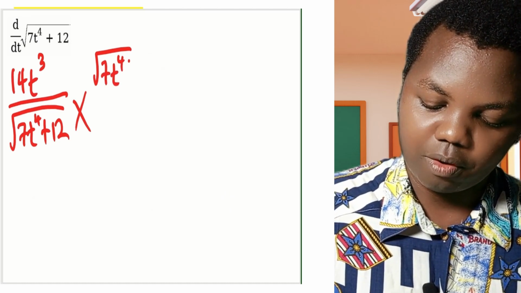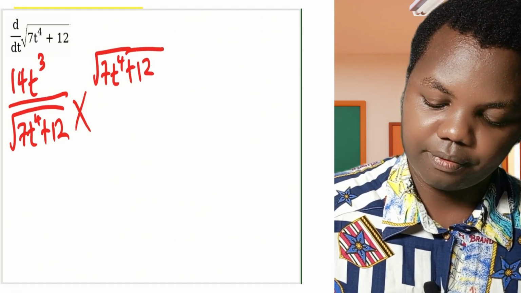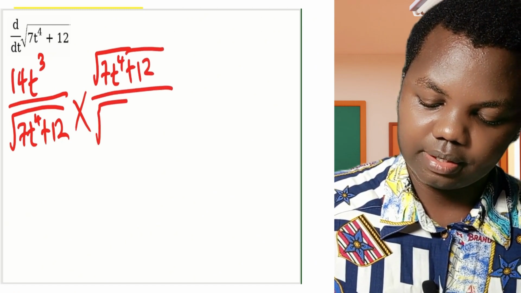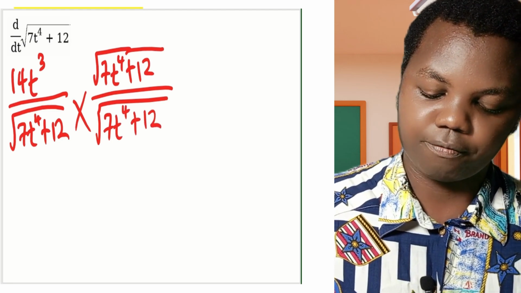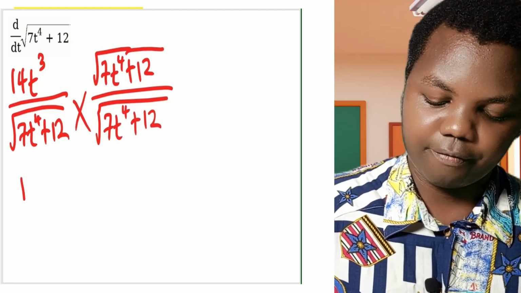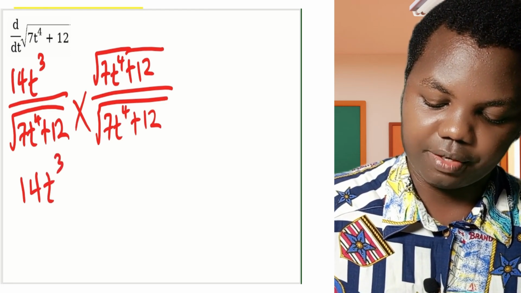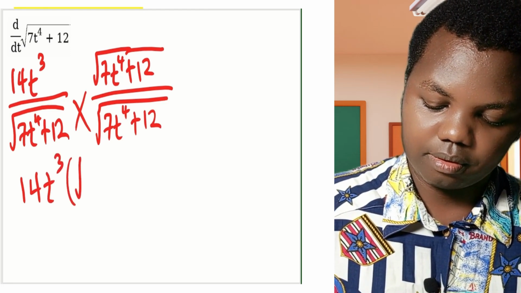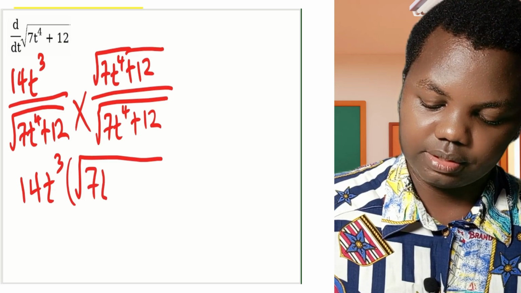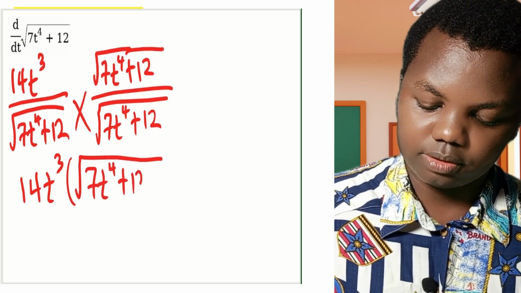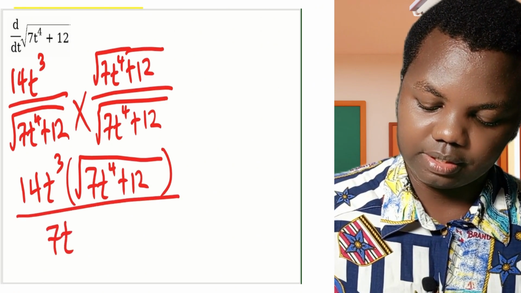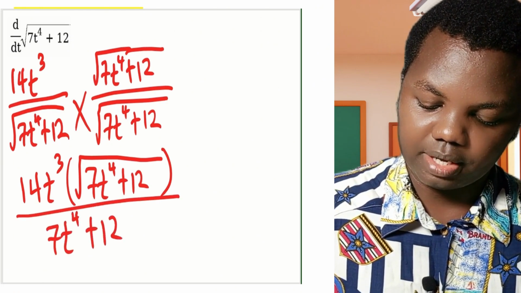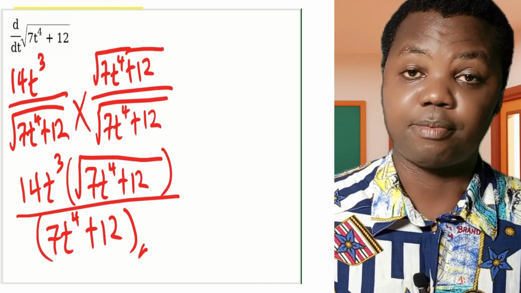7t to the power of 4 plus 12 divided by 7t to the power of 4 plus 12. So this gives me 14t to the power of 3 over 7t to the power of 4 plus 12, divided by 7t to the power of 4 plus 12. So that's my final answer.